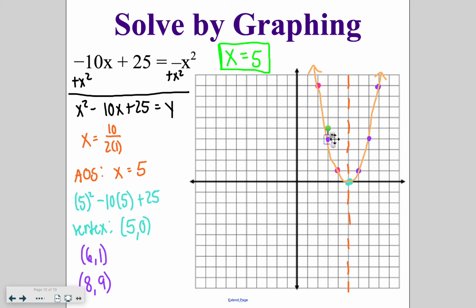As you finish this graph, you find that your answer to the equation is at x equals 5. It only touches at a singular point.